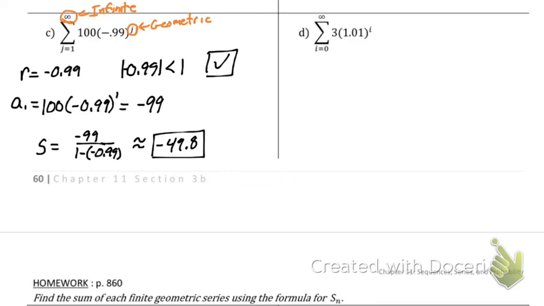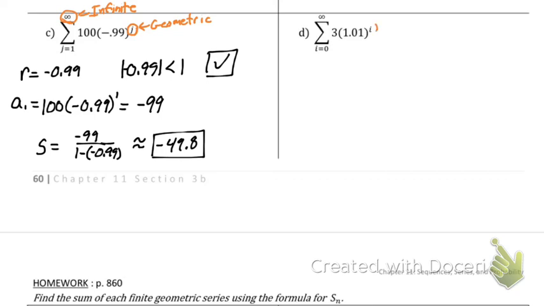We got a couple minutes. Look at D. Why can I not find the sum of D? So in this one, I can just put no sum. Well, because the r value is greater than 1. So I would have checked.